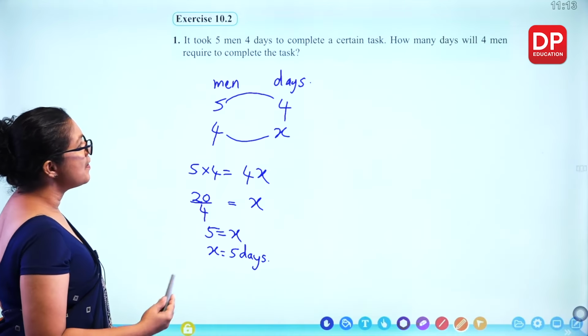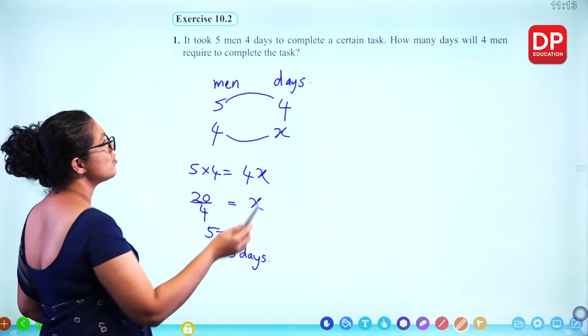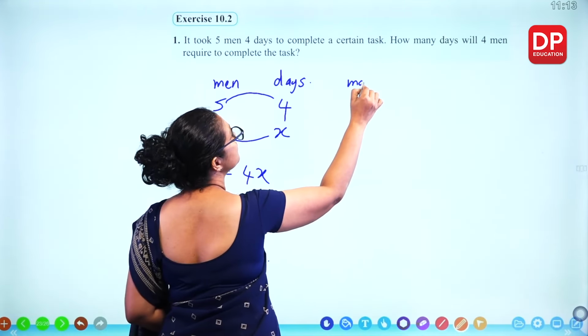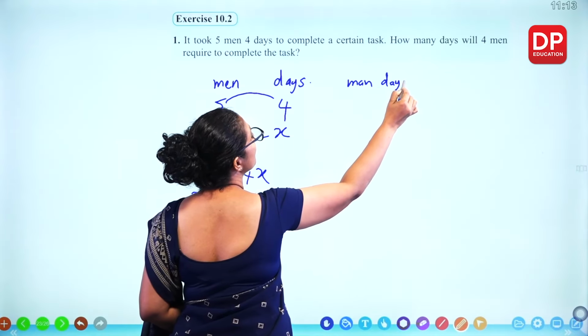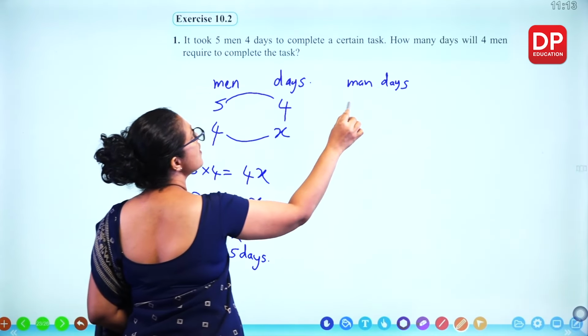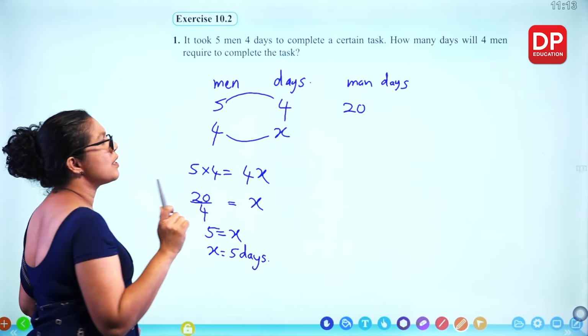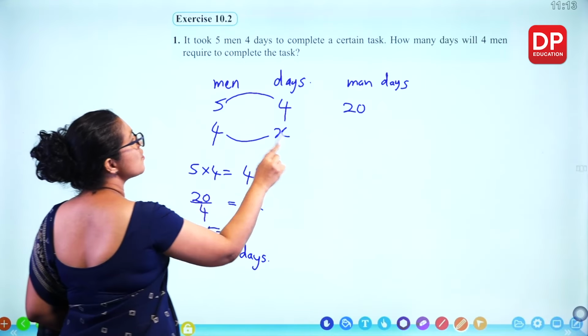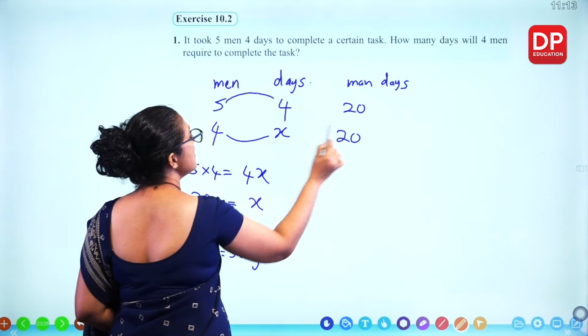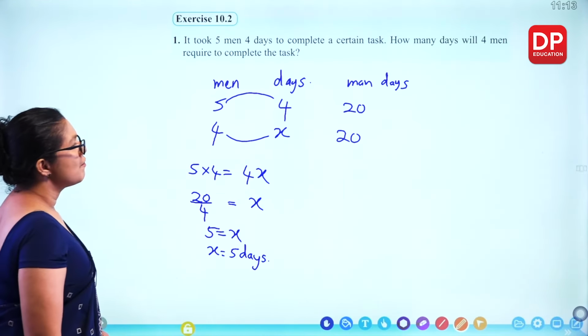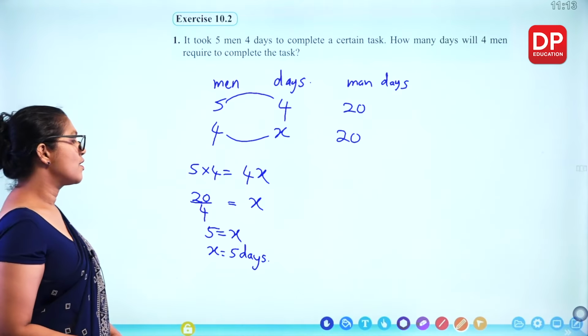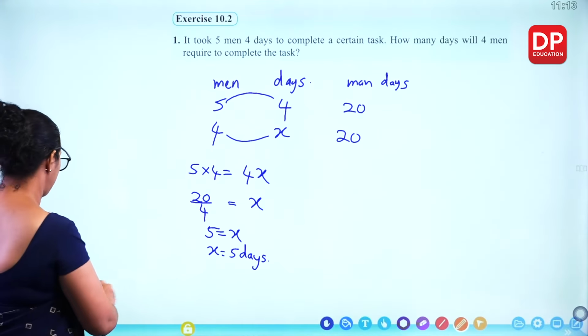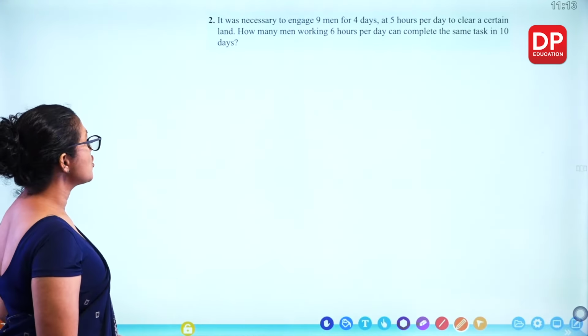If you are using the other method, you can do it using man days. 5 times 4 is 20 for one man to complete the task. So here that's equal to 4x. 4x is 20 and x equals 5. Now we'll look at the next question.